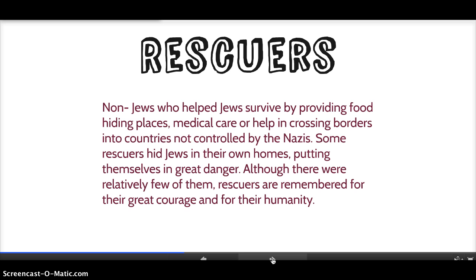Rescuers. There were some of them. There were some people who helped Jewish people either get out of Nazi-occupied countries or hid them from the Nazis. They saved them from the Nazis in their own homes. And we remember these people for their courage and their humanity and what they did to help others out.